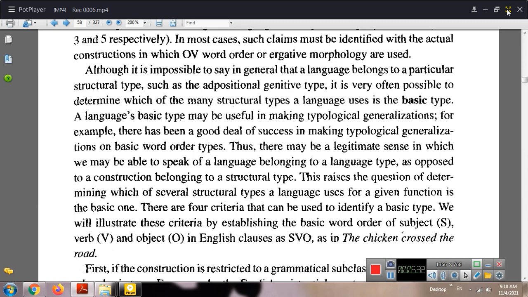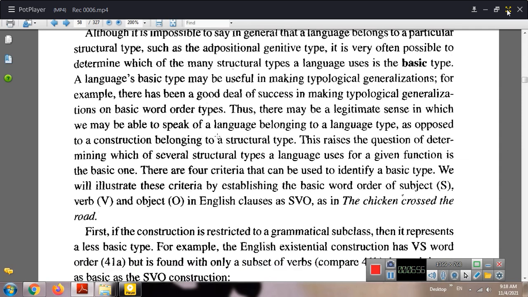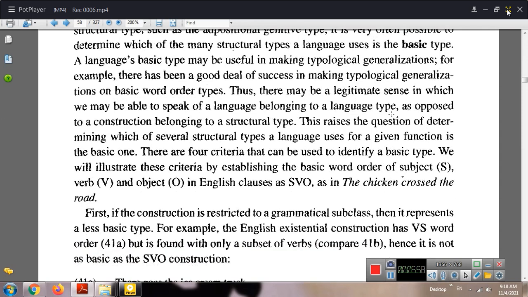A language's basic type may be useful in making typological generalizations. Okay, as I told you, based on the basic type, we do the typological generalizations. For example, there has been a good deal of success in making typological generalizations on basic word order types. Thus, there may be a legitimate sense in which we may be able to speak of language belonging to a language type as opposed to a construction belonging to a structural type.